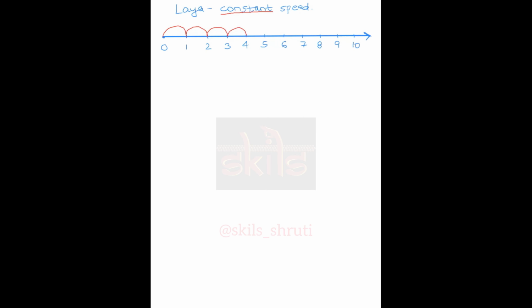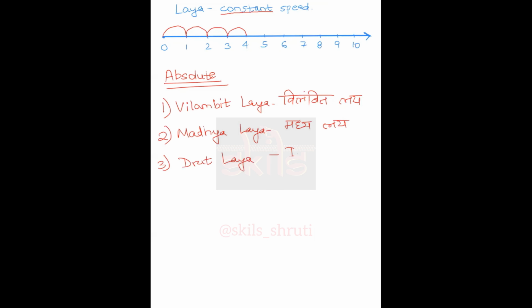So this lay can change. It is an absolute concept. It is a main concept which is already there. Now from here, we can categorize this lay into 3 types according to its speed. So the first is your Vilambit lay. Second is the Madhya lay. Third is our Drut lay.